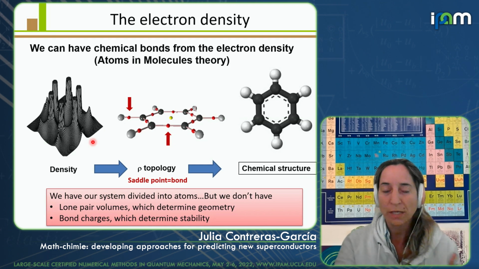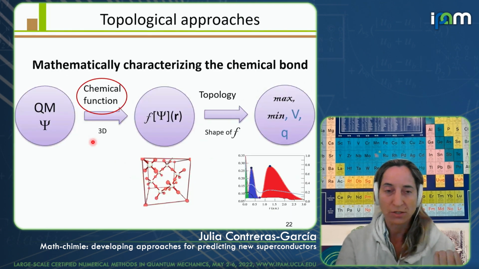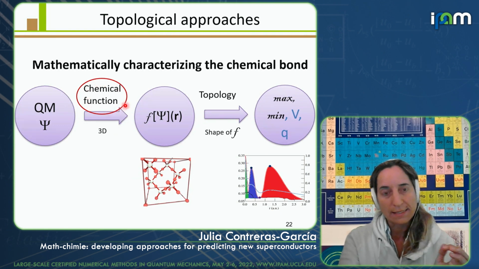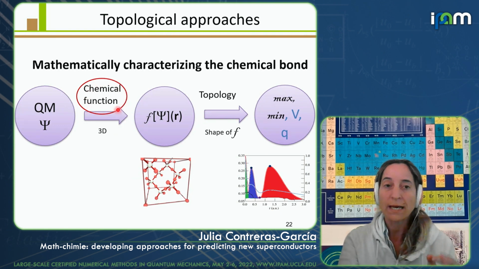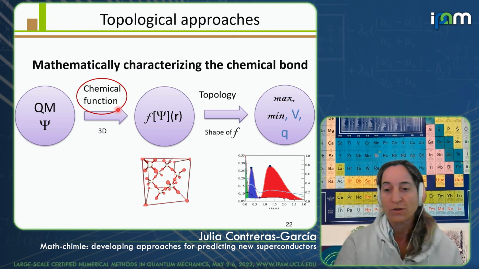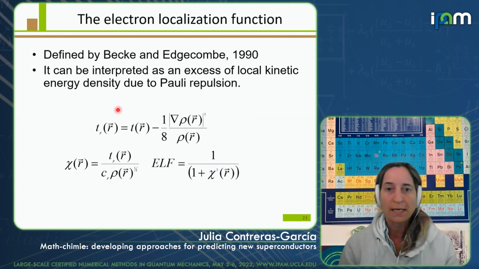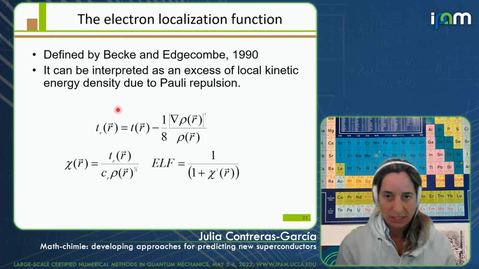So for that, we actually need to go back to the initial structure I gave you for what we call topological analysis. And we will need another chemical function that will have maxima associated to these structures that I'm telling you about. And this is the electron localization function. It can be interpreted as an excess of local kinetic energy density due to Pauli repulsion. What does this mean, actually?